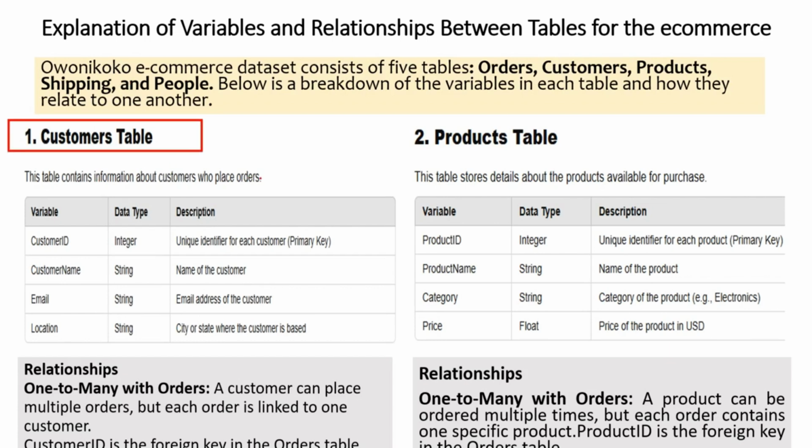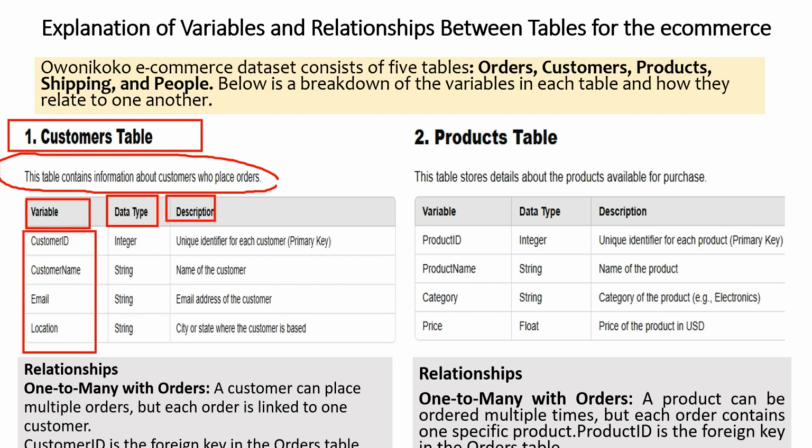So this table contains information only about the customers that place orders, right? So I have the variable, the data type, and the description. These are the variables or the columns, right? The first column is the customer ID. The data type of the customer ID is an integer, and this is a unique identifier for each customer, which is basically the primary key.